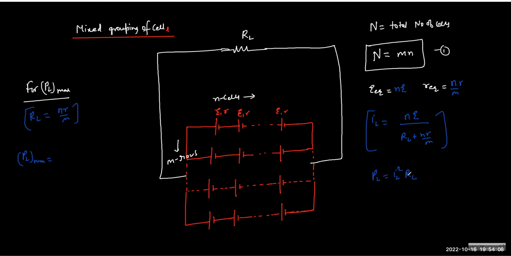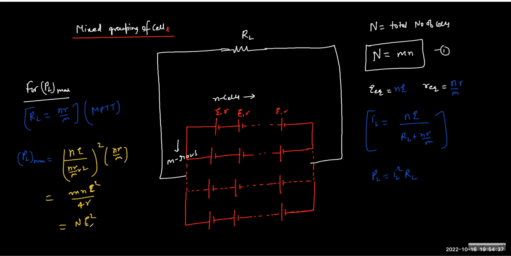And then to maximize, we use maxima-minima. And we are done. The PL max will be, if you solve, mE by nr by m times 2, whole square, into RL, which is nr by m. What we get is very interesting. We will get mn E square by 4R, and mn itself we called N. So now you can see even this answer is similar to the previous answer. All answers are the same: N E square by 4R.